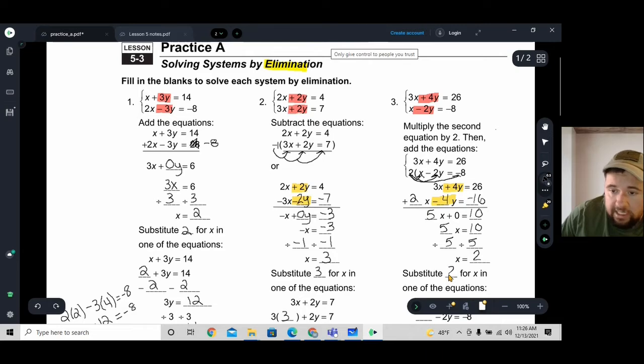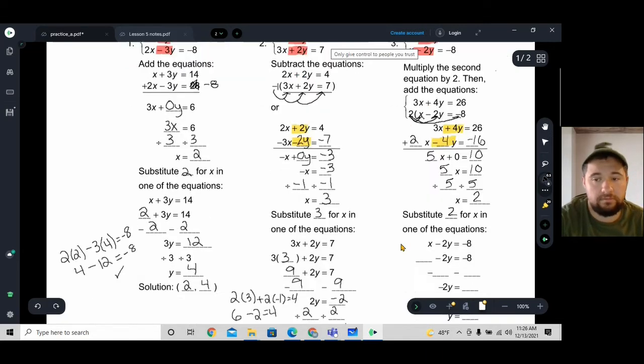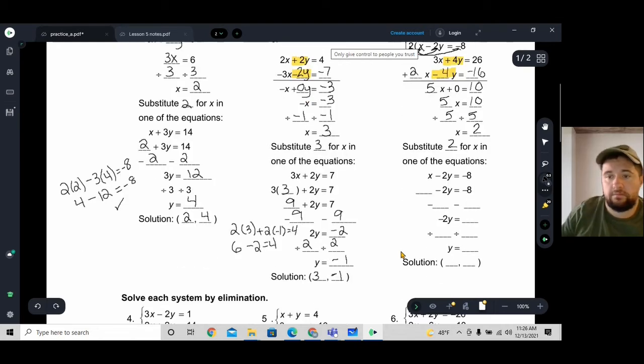So I'm going to substitute that 2 into my equation. Where I see the x, I'm going to put in a 2. So 2 minus 2y equals negative 8. I'm going to subtract 2 from both sides. Negative 8 minus 2 is negative 10. Negative 2y equals negative 10. Divide by negative 2 because we want to solve for a positive y. And y is going to equal 5.